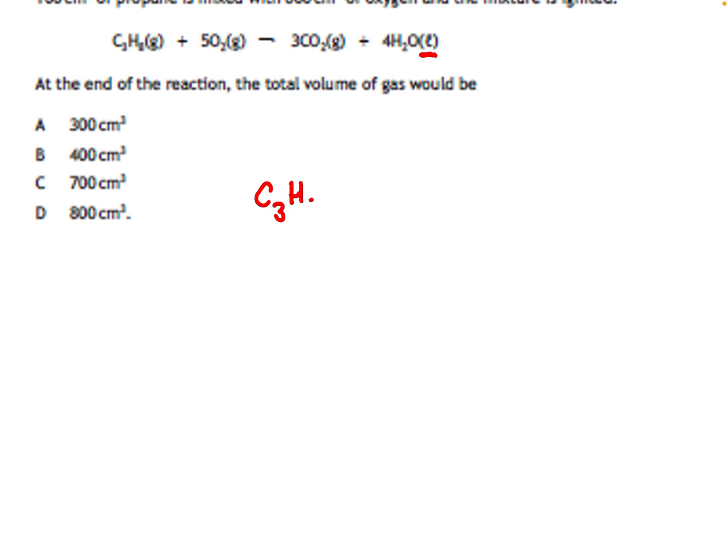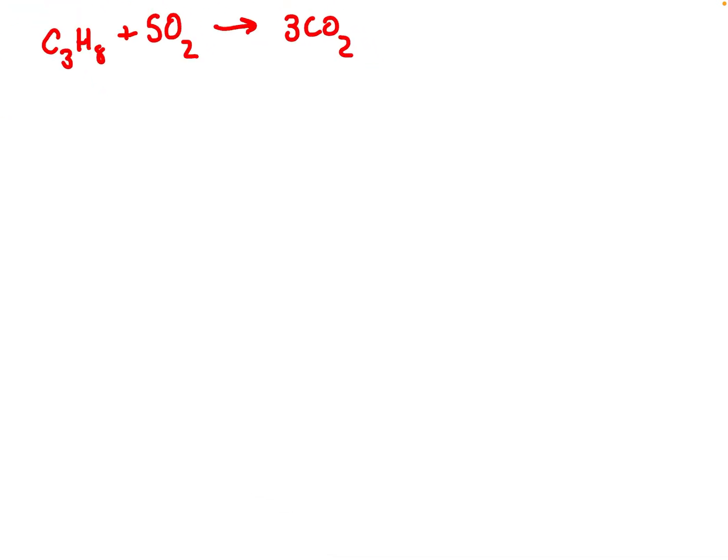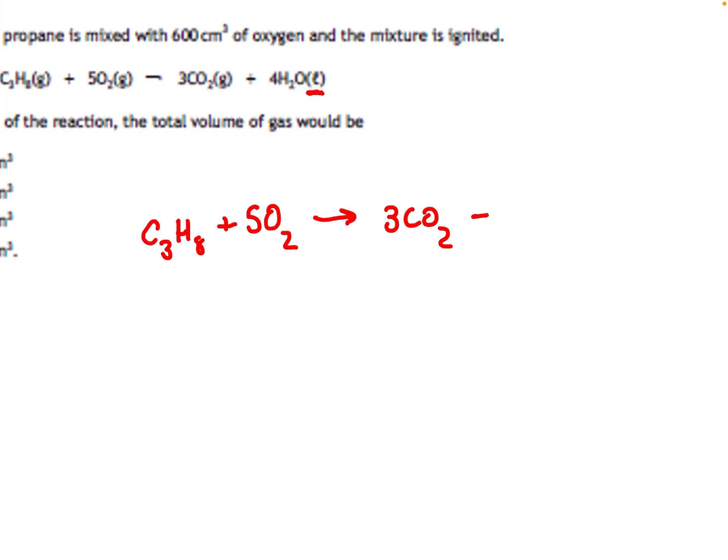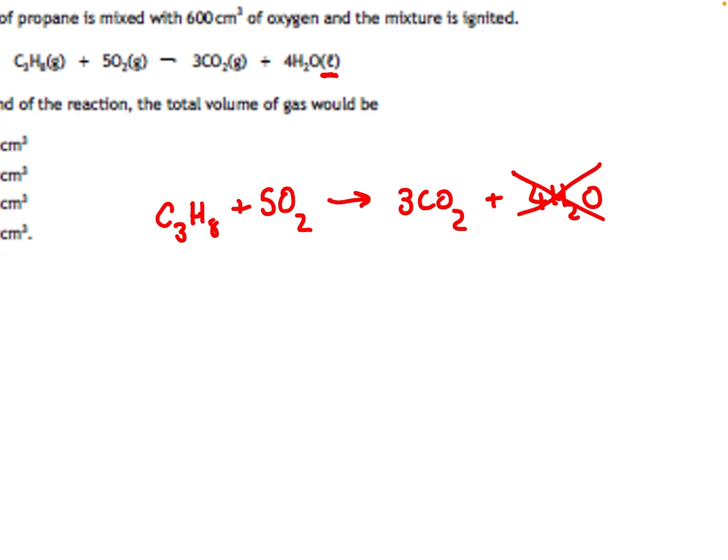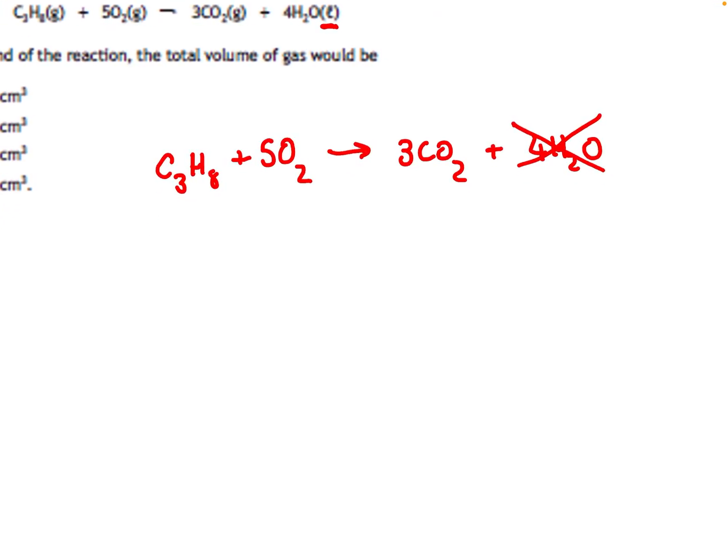So it's going to be C3H8 plus 5O2 gives us 3CO2 plus 4H2O. And because the water is a liquid, I'm going to score that out. That means that we have 1 mole reacting with 5 moles, and that produces 3 moles of gas.